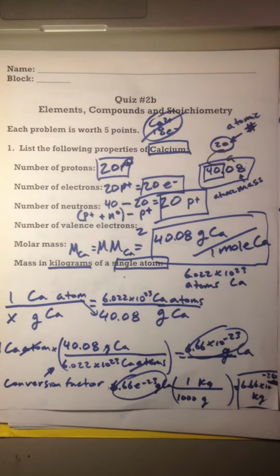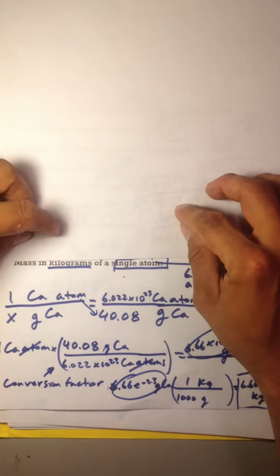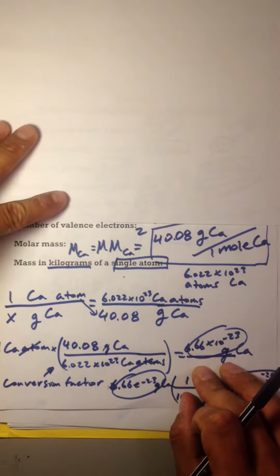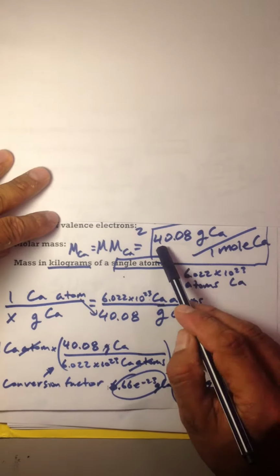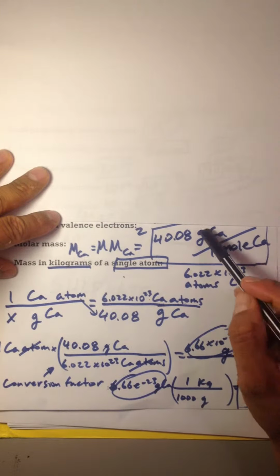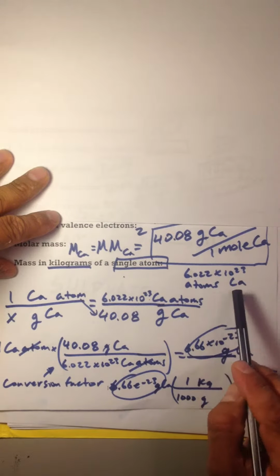Alright, meanwhile in the Batcave, let's focus on this problem here. The mass in kilograms of a single atom. We determined a second ago that there are 40.08 grams of calcium in 1 mole of calcium atoms. Remember that 1 mole is equal to 6.022 times 10 to the 23rd atoms of calcium.